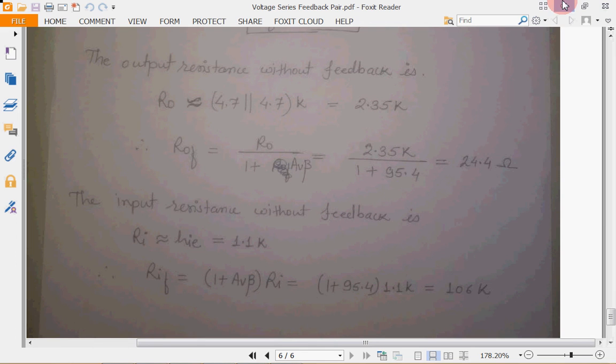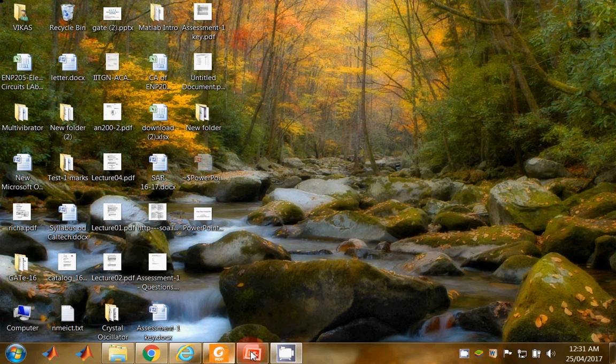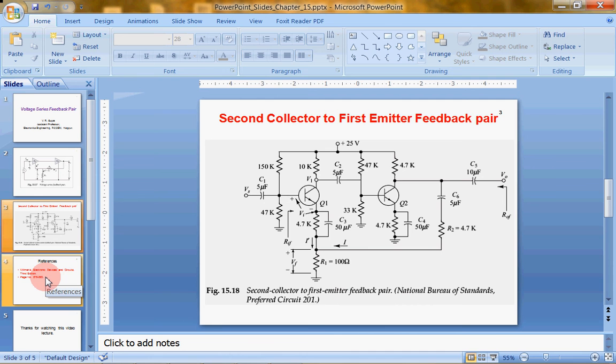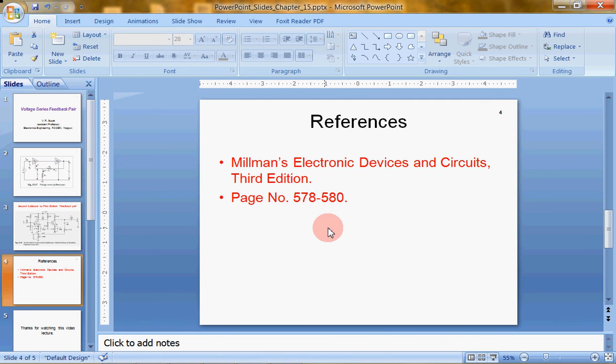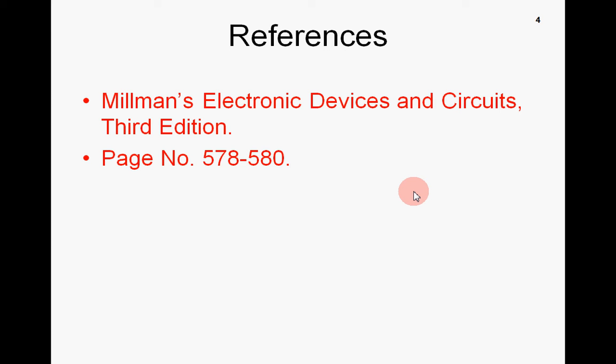So I will stop here the discussion of voltage series feedback pair, and if you have any doubt you can ask me anytime on the Google Classroom by writing your comments on the Google Classroom or in the college, right? And you can refer the book Millman's Electronic Devices and Circuits 3rd edition, page number 578 to 580. This topic is very clearly given in this book on these pages.